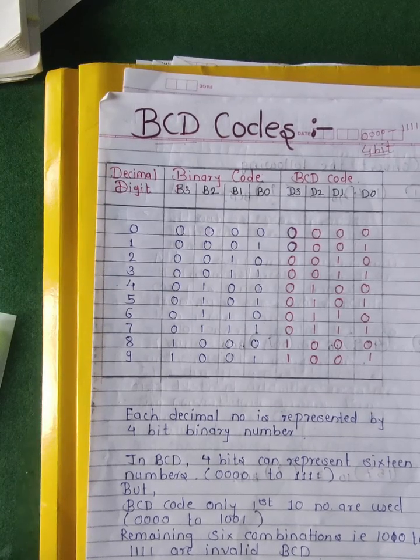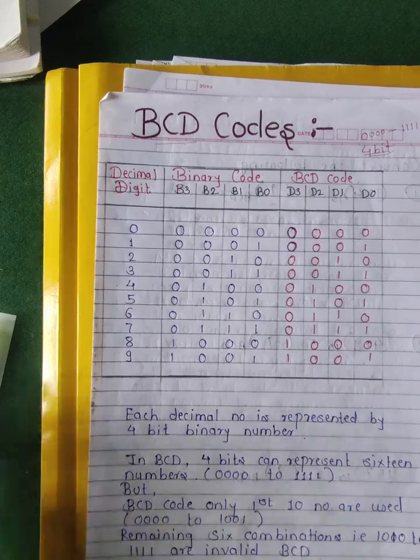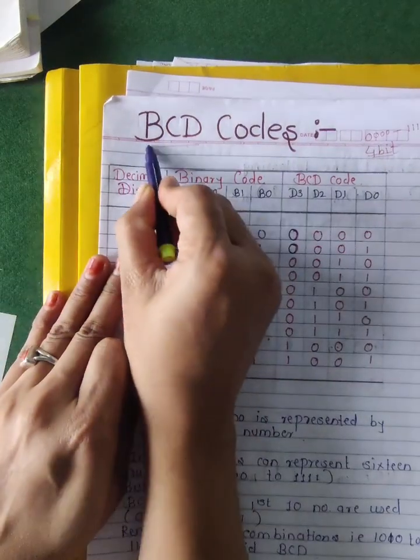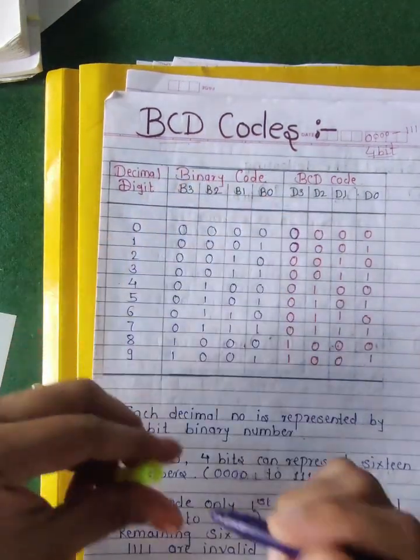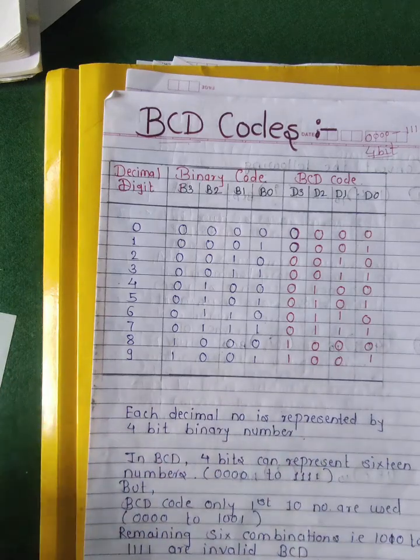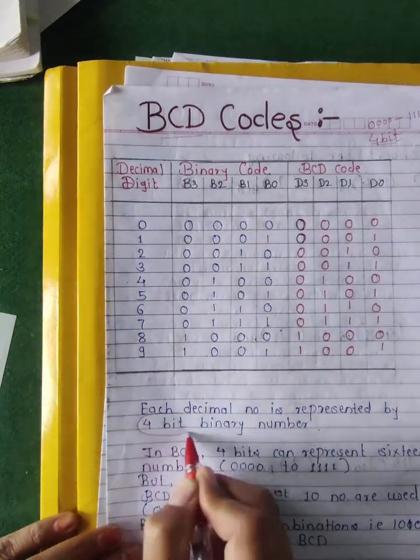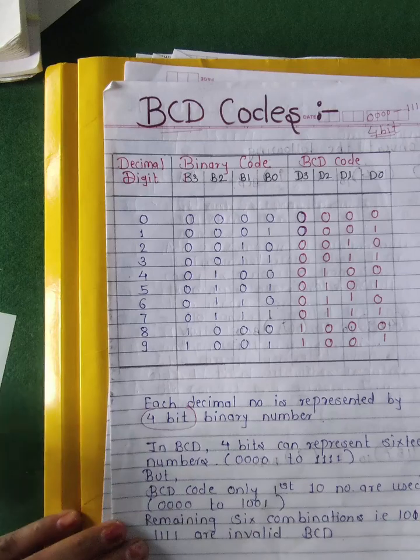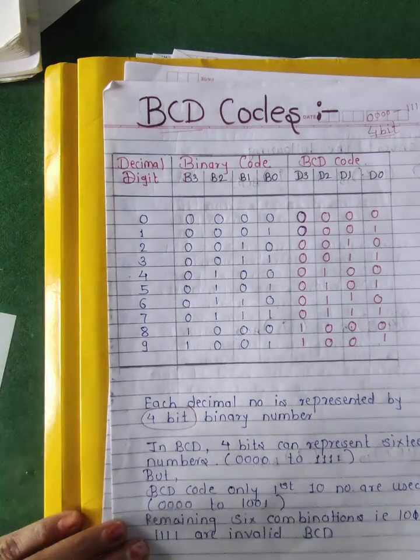Today our topic is BCD codes. Okay, what actually is a BCD code? A BCD code is one type of binary number which consists of a 4-bit binary number. That means they will consist of only a 4-bit binary number.